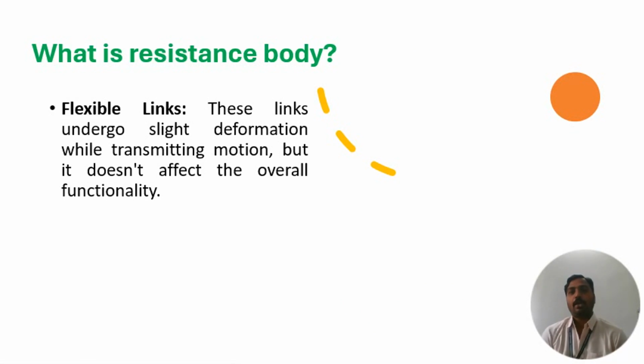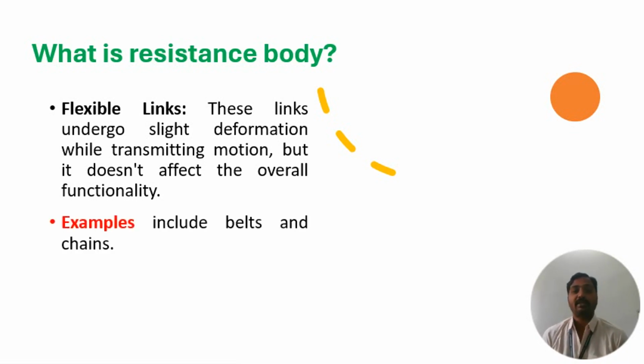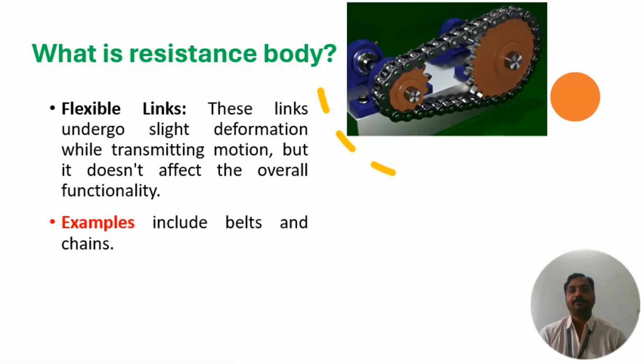The resistance body is nothing but a flexible body. These links undergo slight deformation while transmitting motion, but it does not affect the overall function. It means that a rigid body never undergoes deformation, but a resistance body does undergo deformation, but it does not affect the final function of the system. Examples are the belts and the chains.